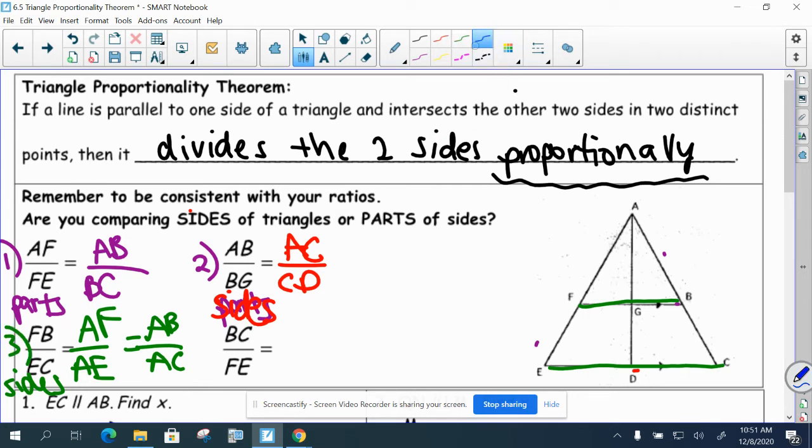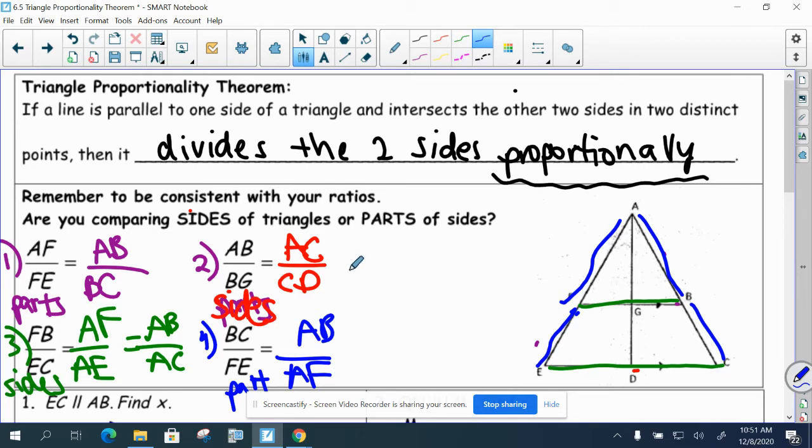And then how about the fourth one? It says BC to FE. So here's BC. That's just going to be part of the triangle to FE. Okay, so we're going to do the other part of this triangle. We could do AB to AF, kind of like number one. AB to AF.